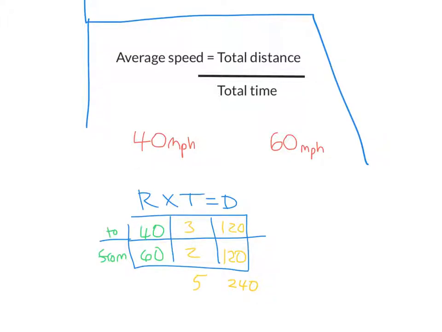So if you want the average speed, it's got to be the total distance, also known as 240, over the total time, also known as 5 hours. So that is going to be 240 over 5, and that will definitely give you 48 miles per hour is the answer. That's the average speed that you drive to work. All right, so it's not 50, it's 48. So you do have to be careful with that.